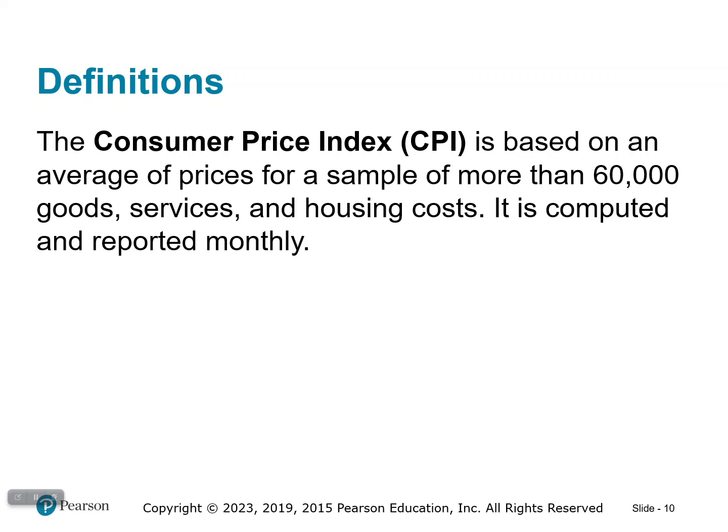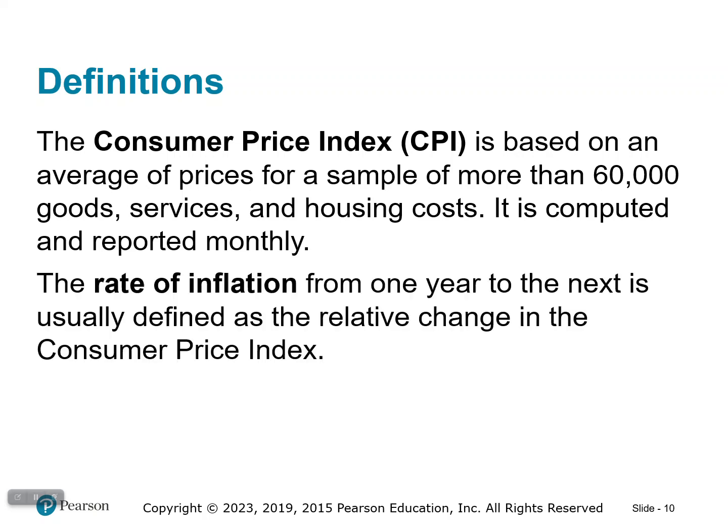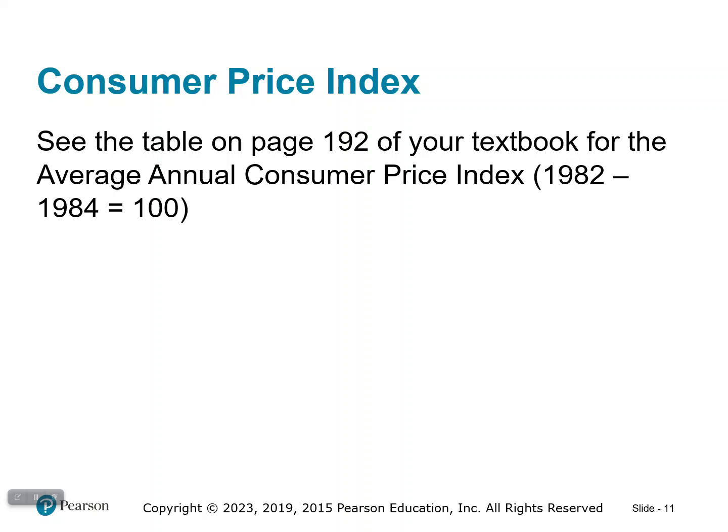The Consumer Price Index, or CPI, is based on an average of prices for a sample of more than 60,000 goods, services, and housing costs. It's computed and reported monthly. The rate of inflation from one year to the next is usually defined as the relative change in the Consumer Price Index. We've been doing a lot of relative changes. We know how to do that. Now, you could look at the table on page 192 of your textbook for the average annual consumer price index from 1982 to 1984. That's 100. All right, but check out the table, look at it.